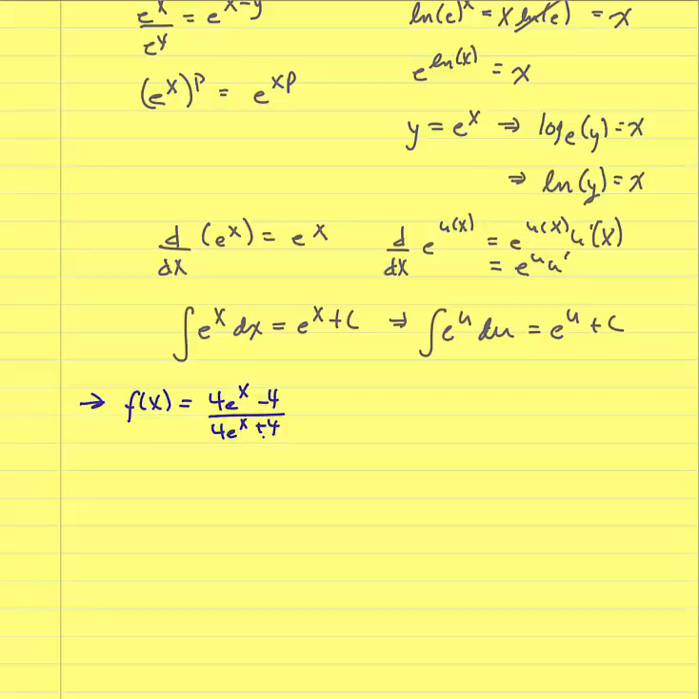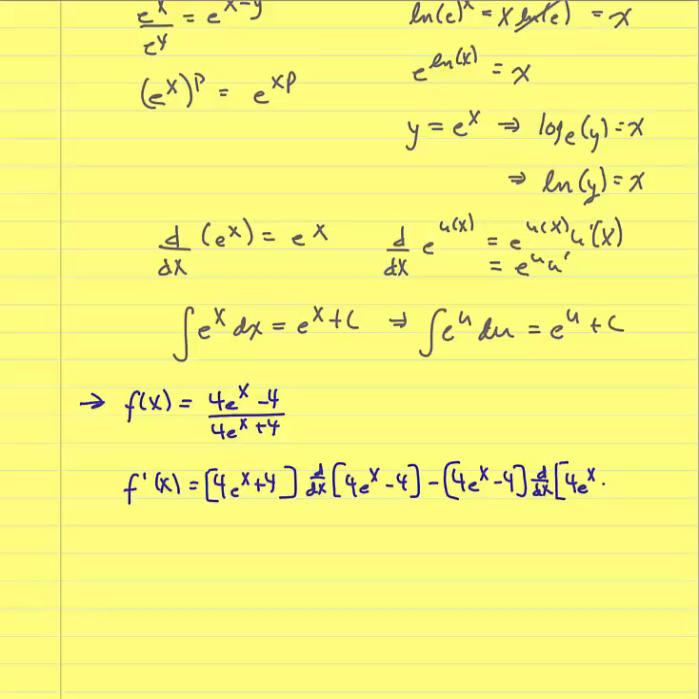So f of x equals this function. F prime of x would be the quotient rule. So I'd have the bottom times the derivative of the top. And I'm going to write out these steps for this one because we haven't done any derivatives with these functions yet. So the bottom times the derivative of the top minus the top times the derivative of the bottom, and this is all over the bottom squared.